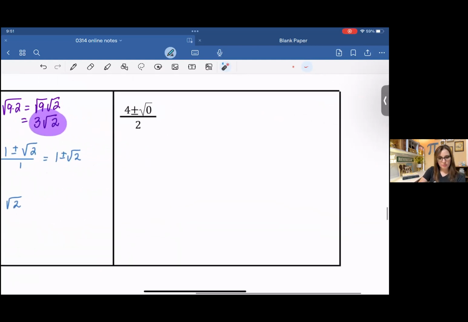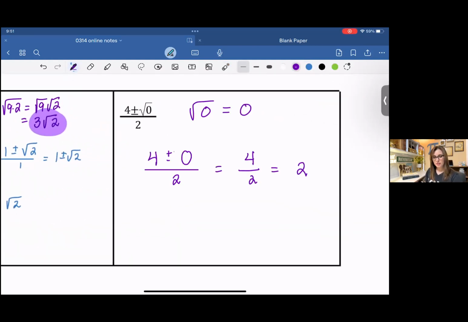Okay, last one. Pause it, try it, come back. This one's a little easier. Square root of 0 is just 0. So 4 plus or minus 0 is just 4. And we have 4 over 2, which is 2. So this one would have one solution if it is a quadratic. For a quadratic with one solution, that just means it touches down at the x-axis at 2 or up at the x-axis at 2. So that's kind of what that would look like.